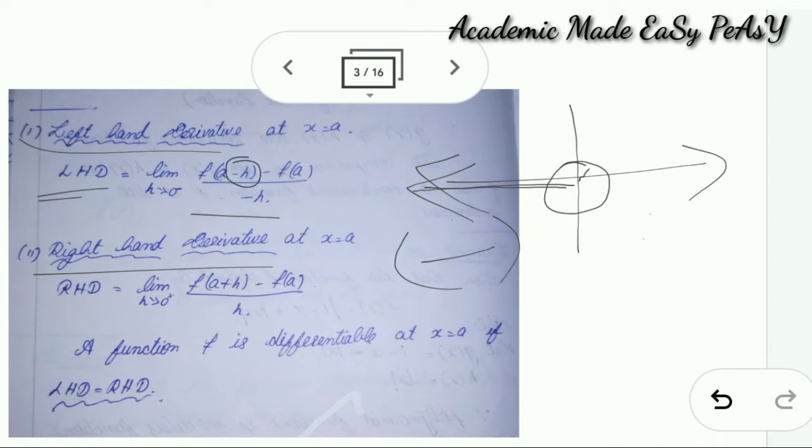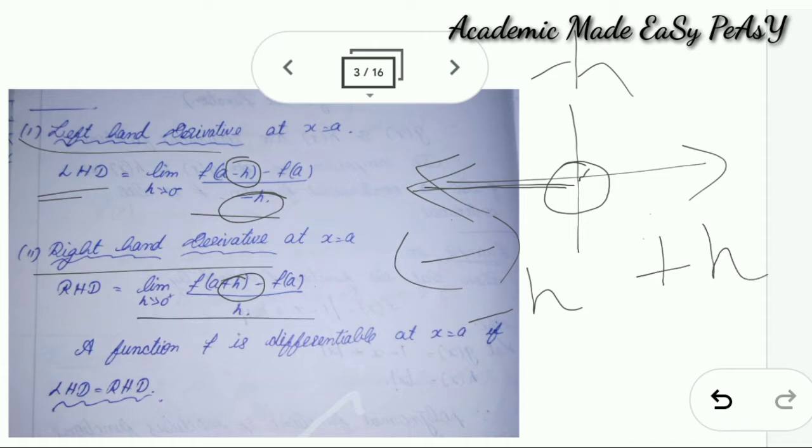So here minus h will be there. When h is tending to 0 minus, then we will have minus h. So RHD will be limit h tends to 0, f of a plus h minus f of a, divided by h. So I said, for left hand derivative h will be minus h, and for right hand derivative it will be positive h. That is the only difference here. So the function is differentiable if and only if LHD is equal to RHD.